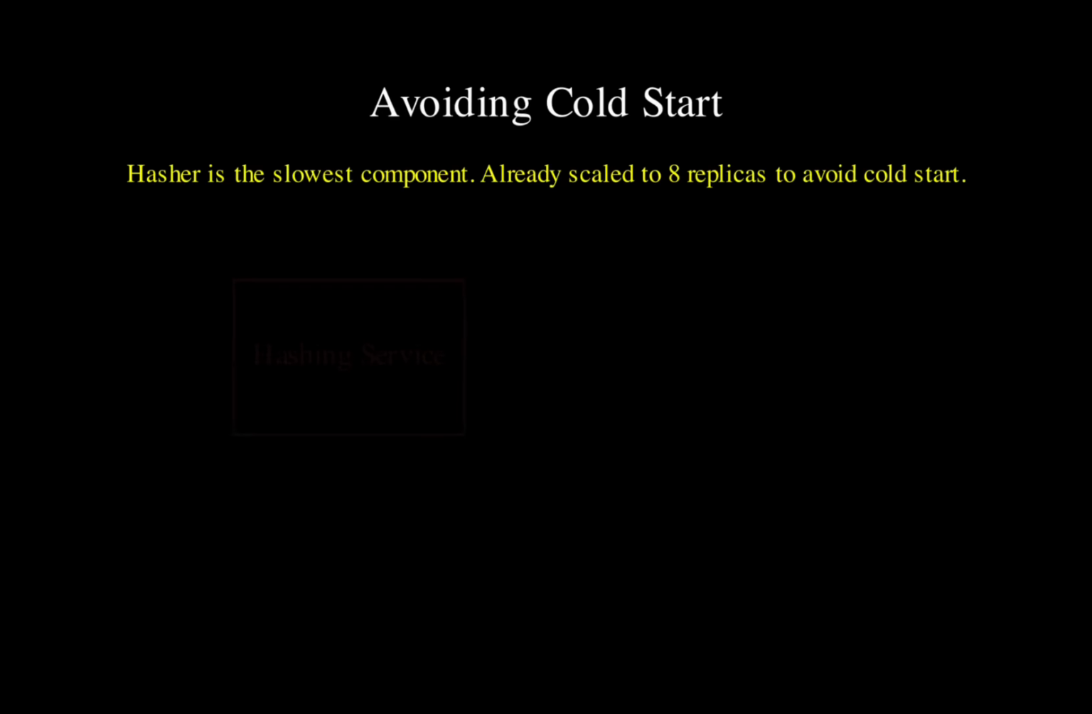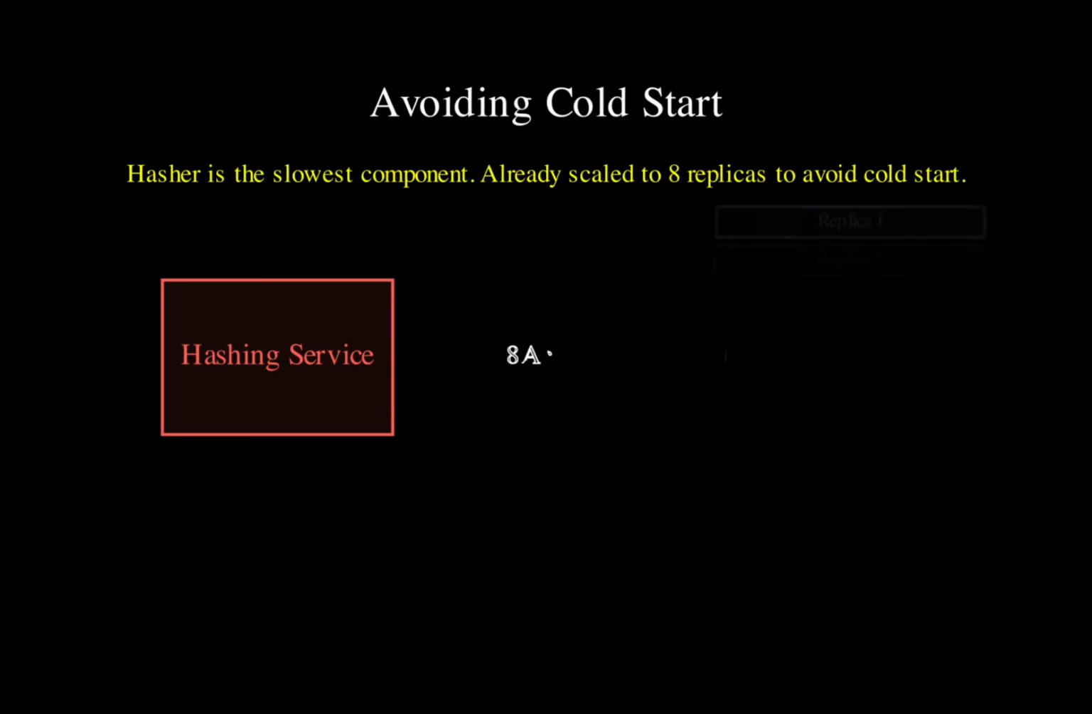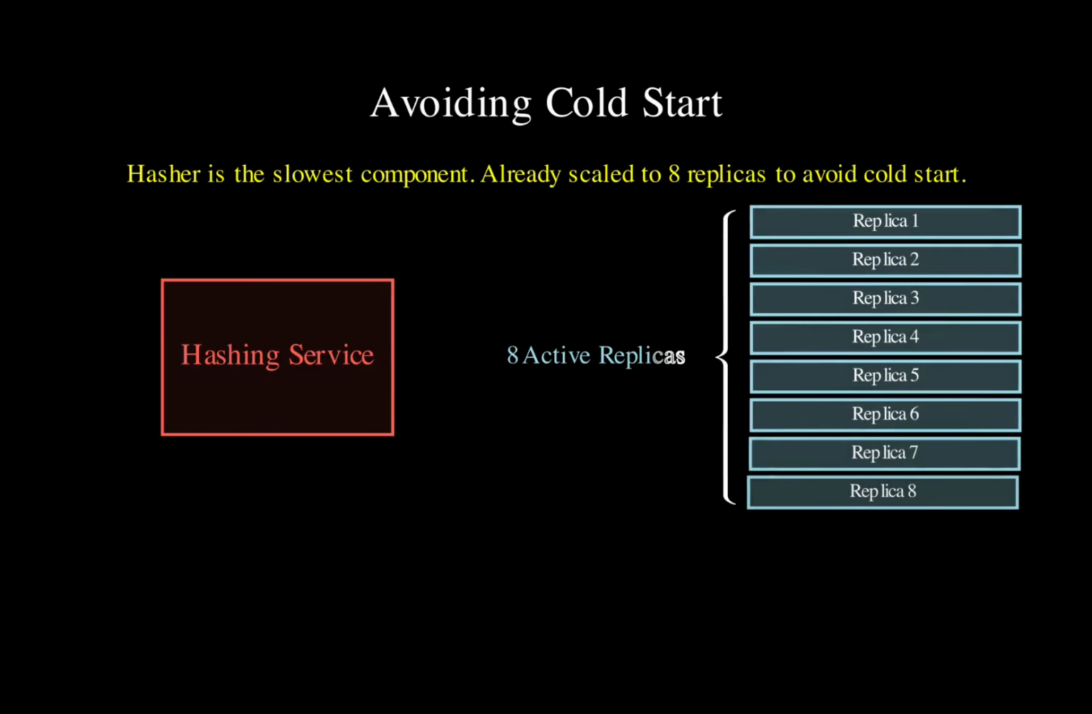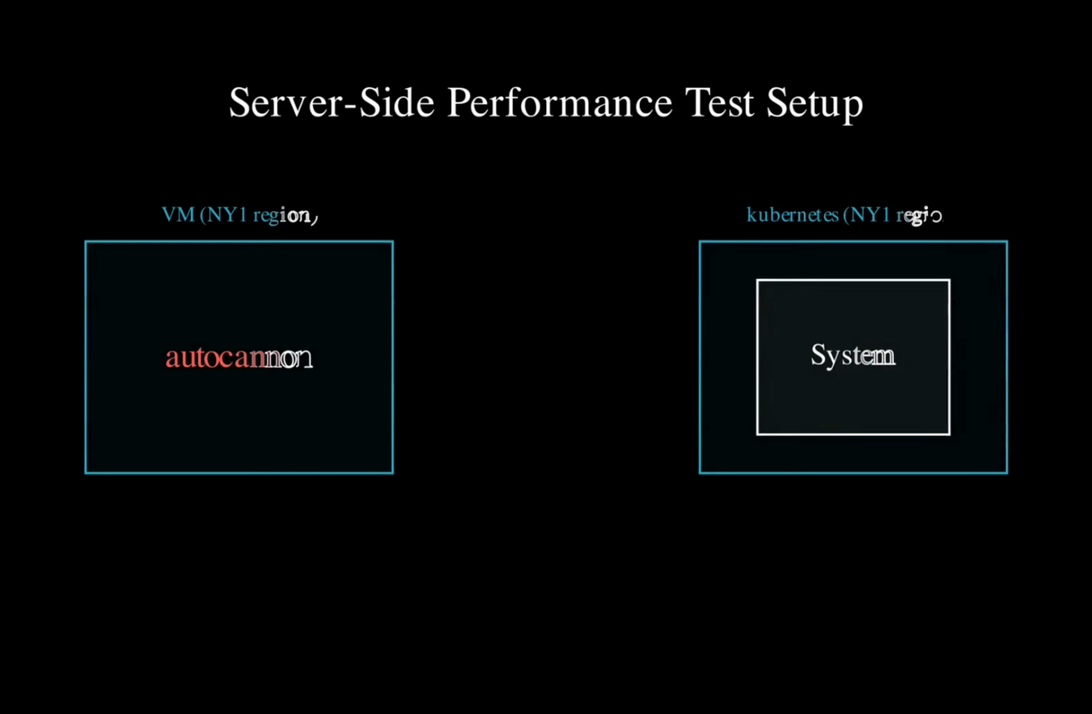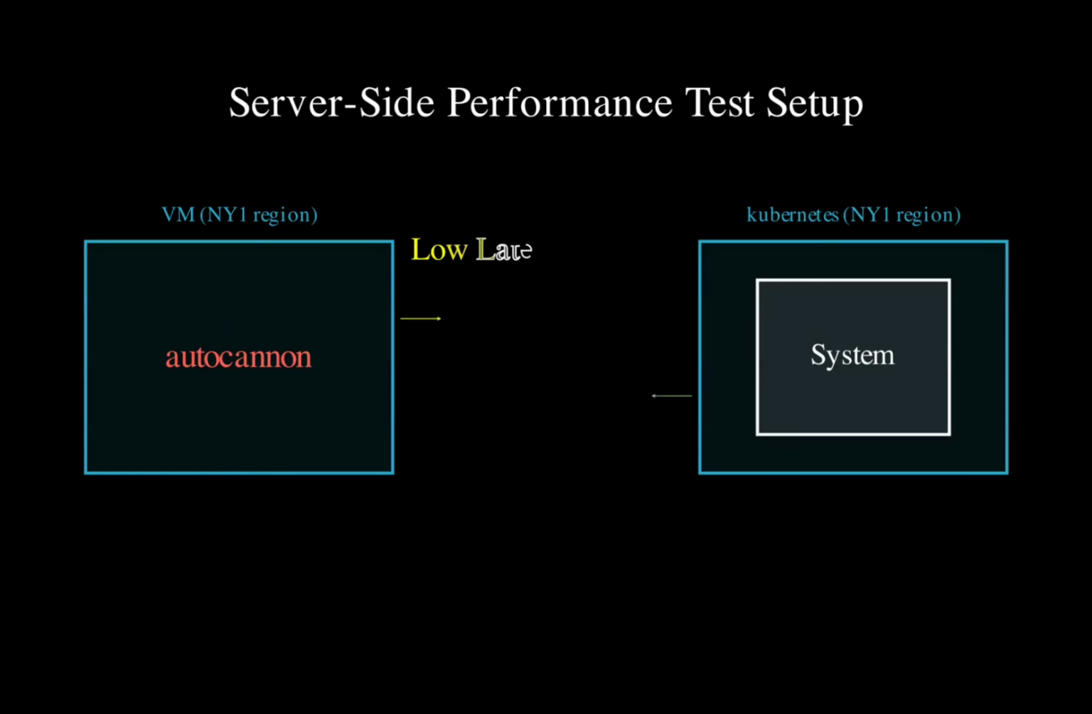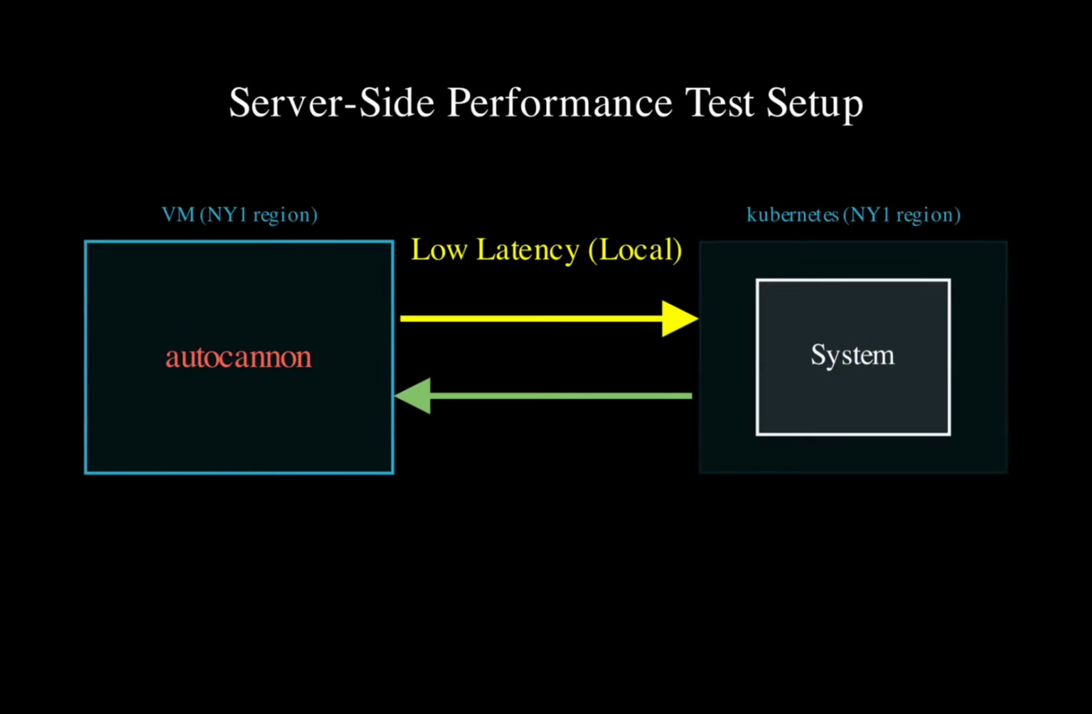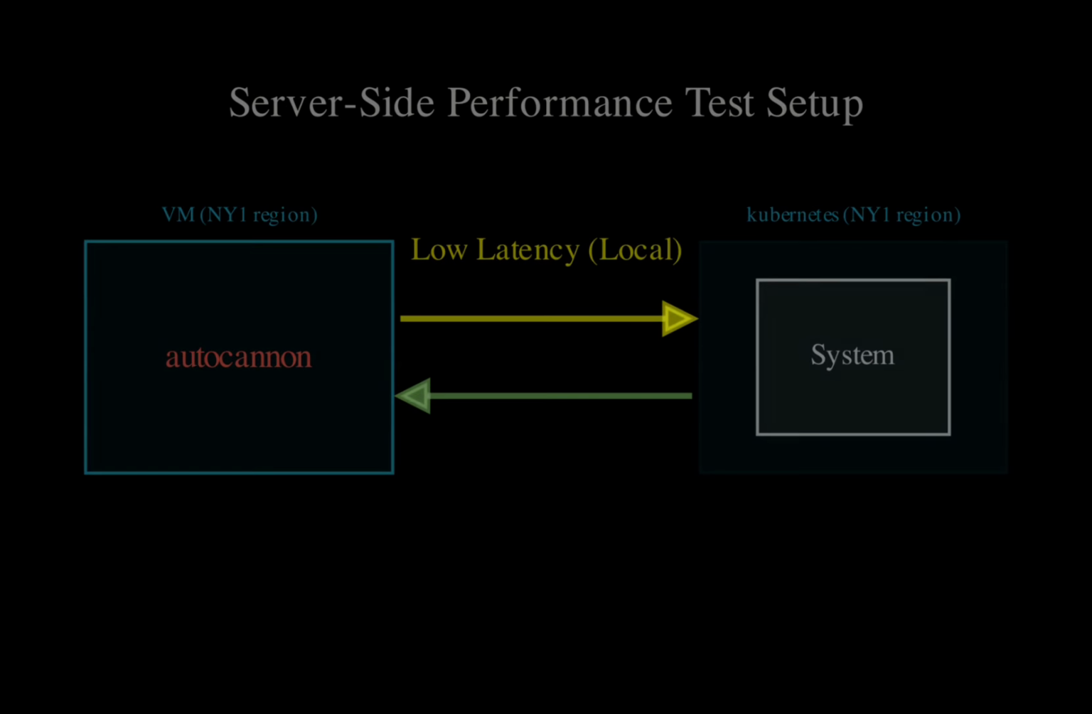The hashing component is the slowest and most critical part in the system. To give us a running start and avoid a cold start bottleneck, I have already scaled the hasher service up to 8 replicas. I will run Autocannon from a dedicated virtual machine in the same DigitalOcean region as this Kubernetes cluster. This removes all that transatlantic latency so we can measure the true server-side performance.